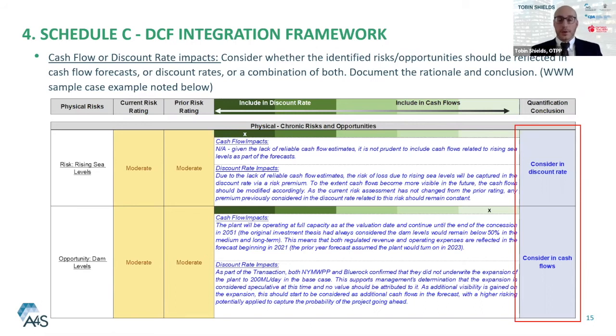In the case of wastewater management, one of the key risks, sea level rise, was considered in the discount rate, given the challenge of quantification within the cash flows, while the opportunity of dam levels rising was included in cash flows given a greater ability to quantify this. You'll see that the rationales here are also documented. Next slide, please.